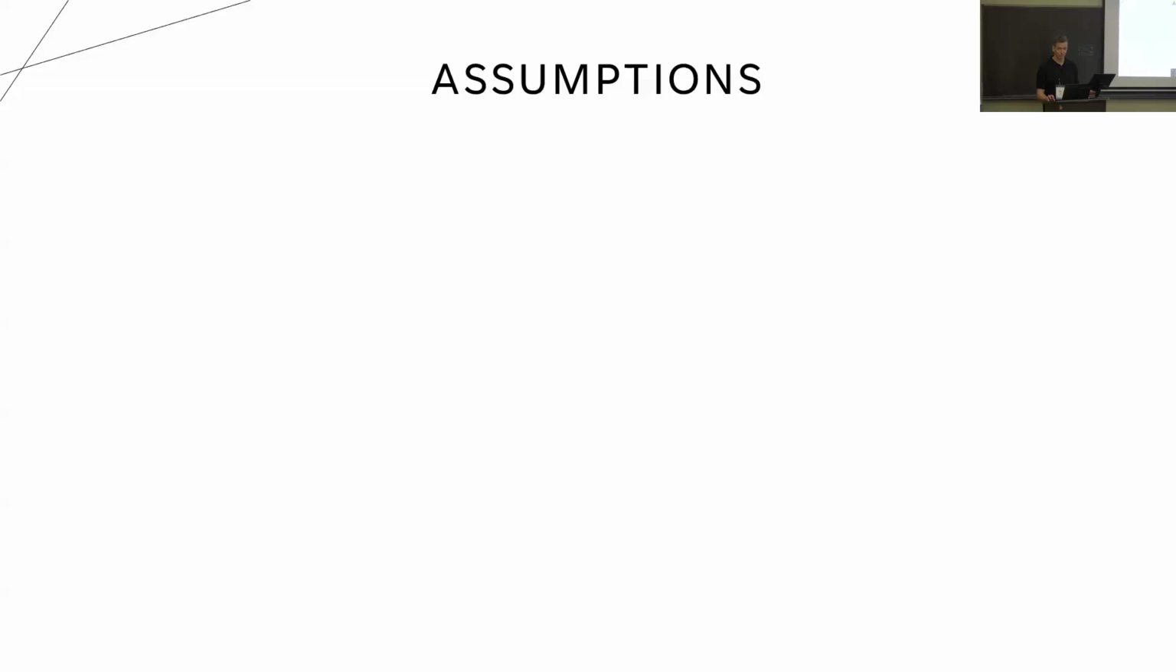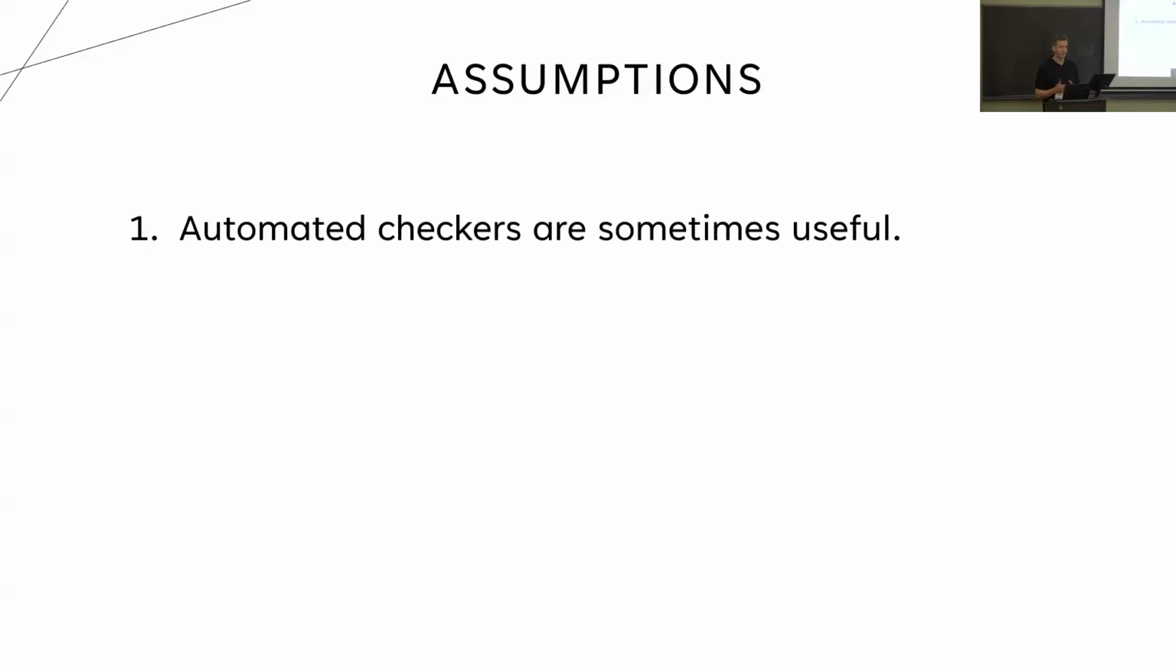Assumption number 1 is that automated checkers are sometimes useful. Now, a lot of people think automated checkers are overrated, and we certainly don't think that automated accessibility checkers can cover a majority of accessibility problems. We think that's not true. It's somewhere between maybe 50% at the high end and 10% at the low end. So they don't cover everything, but they cover some things, and what they cover, they cover really fast and cheaply. So that's an assumption that automated checkers have their place.